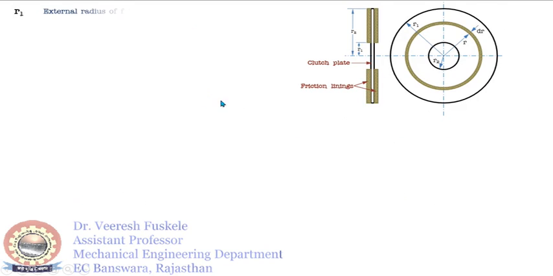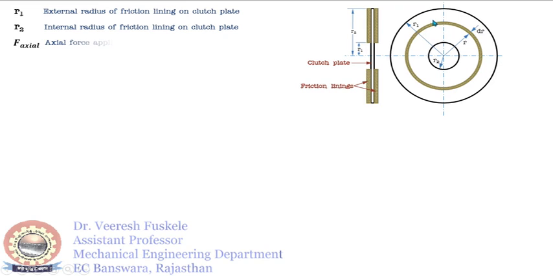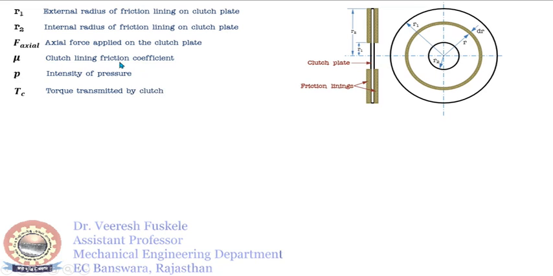Now R1 is the external radius of the friction lining on the clutch plate, and R2 is the internal radius of the friction lining on the clutch plate. You can see here in this figure. F axial is the axial force applied on the clutch plate. Mu is the clutch lining coefficient of friction. P is the intensity of pressure, and Tc is the torque transmitted by the clutch. This axial force will be acting in the normal direction, right? So this axial force will be applied due to the diaphragm spring, which is actually keeping the clutch plate in contact with the flywheel during the time of engagement. And due to that axial force, this pressure will be applied on these friction linings.